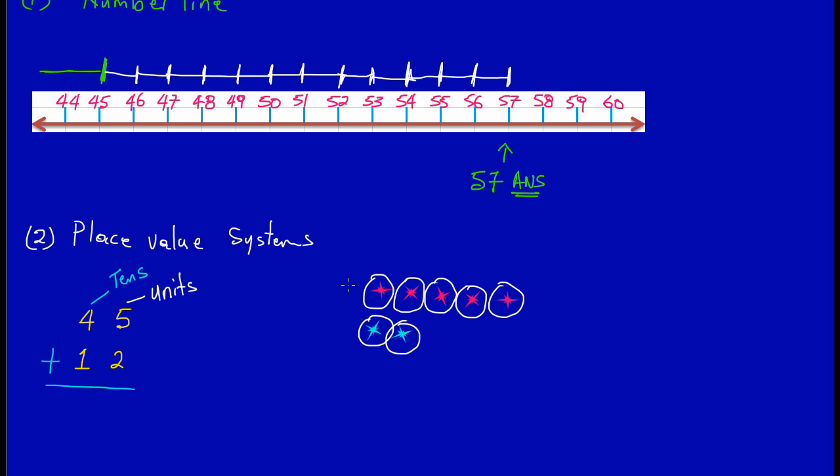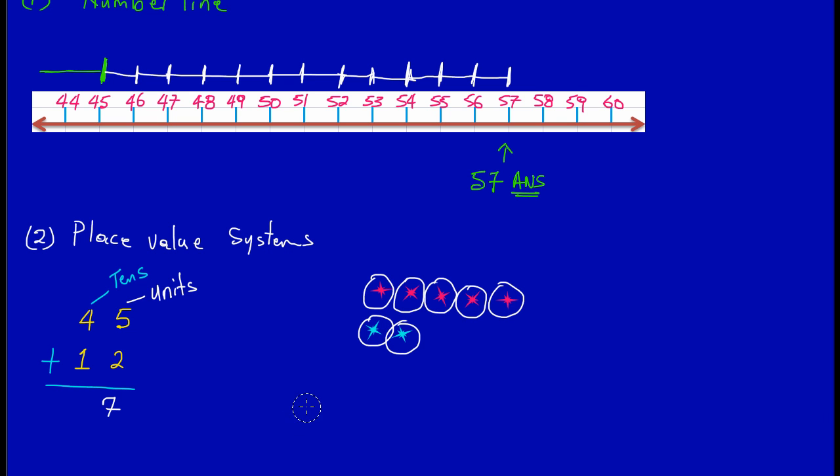So what I've just done, I've added up my units column, and in my units column I would have a total of 7 stars. Okay, 1, 2, 3, 4, 5, 6, 7. So we would put that 7 under the units column. And in my tens column I have 4 tens adding to 1 tens. Okay, and I could use butterflies now to add up my tens column.